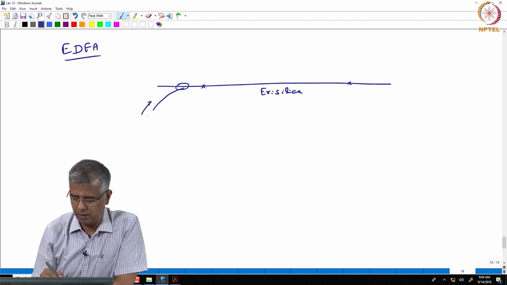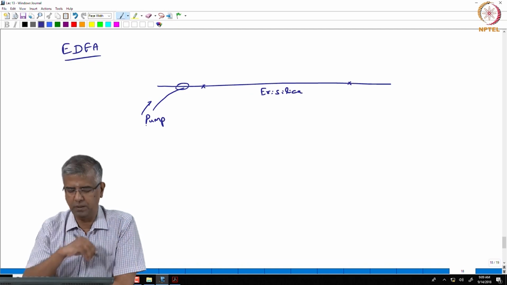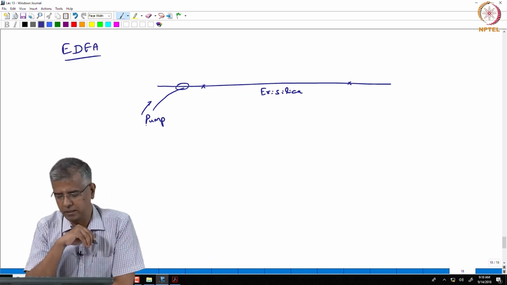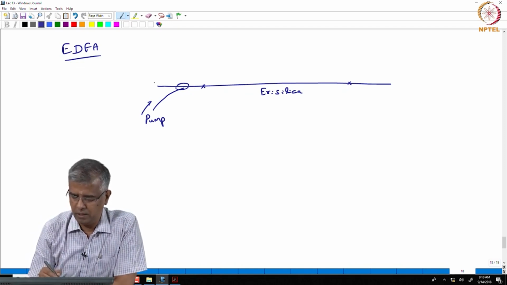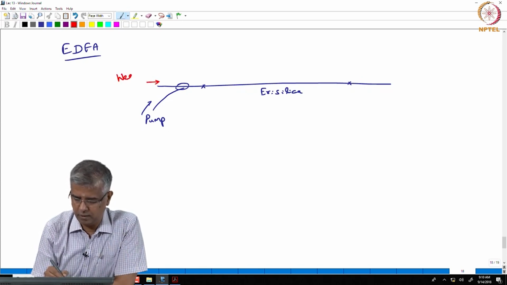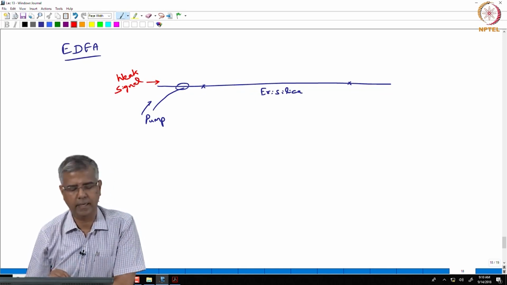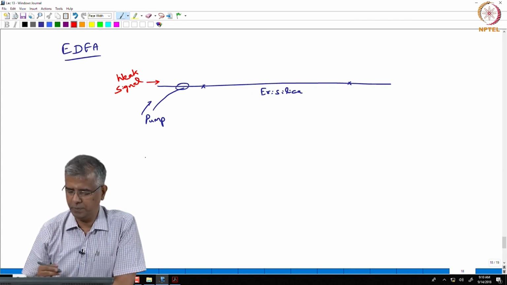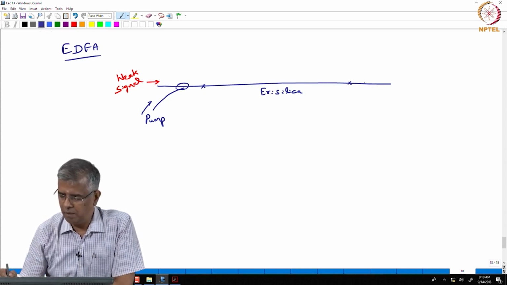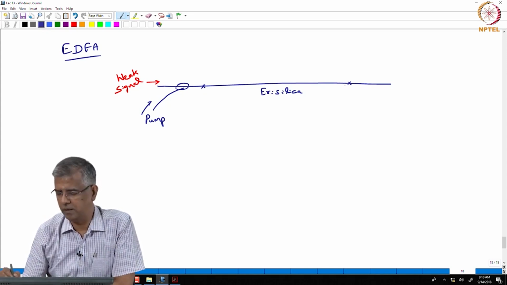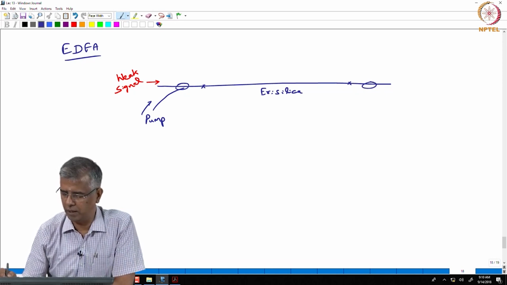So, you have the pump radiation coupled into this, launched into this erbium doped fiber, along with your weak signal radiation. And the pump is getting absorbed along the length of the fiber, and maybe some of the pump still remains after this length of the fiber. You may want to remove that.